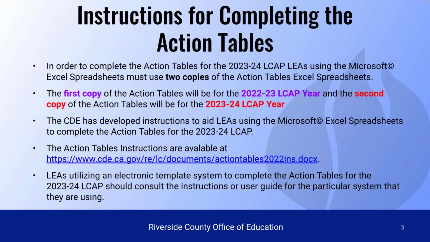In order to complete the action tables for the 23-24 LCAP, LEAs using the Microsoft Excel spreadsheets must use 2 copies of the action table Excel spreadsheets. The first copy of the action tables will be for the 22-23 school year, and the second copy will be for the 23-24 school year. The California Department of Education has developed instructions to aid LEAs in using the Microsoft Excel spreadsheets to complete these action tables, and they are available at the CDE LCAP website.